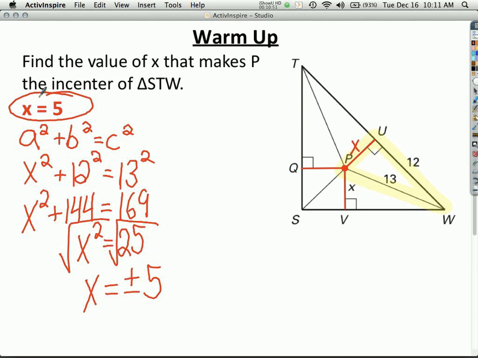Because distance can't be negative. So we're talking about a distance on an object. It has to be 5. Very good.